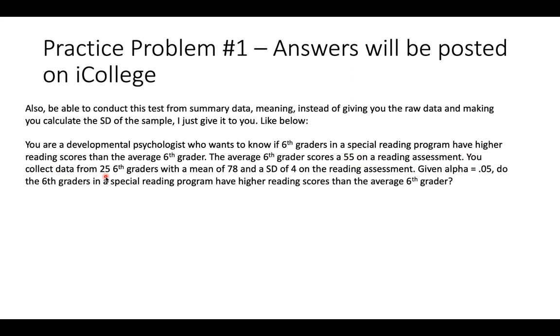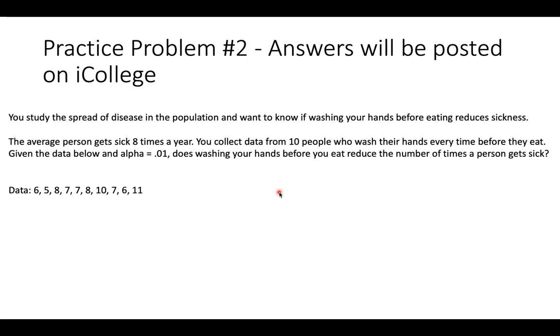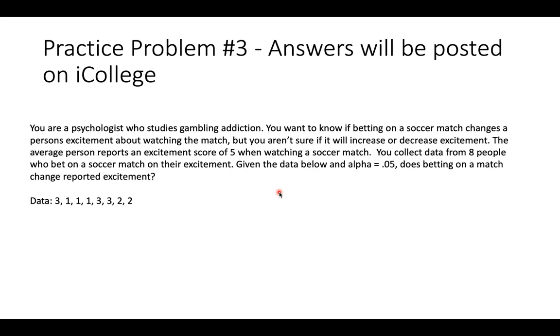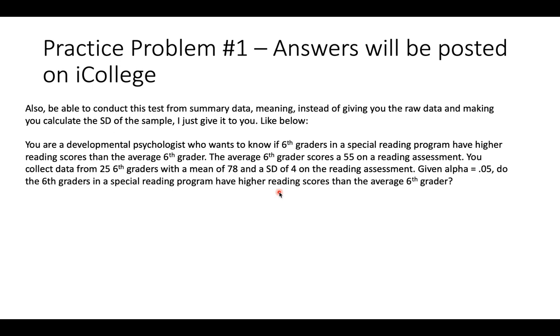You collect data from 25, that's N, 6th graders, with a mean of 78, so I give you the sample mean, and a standard deviation of 4. I'm giving you the sample standard deviation, so I'm just giving you a bit of a head start. You don't have to do that math on the sum of squares table. You can just pick up directly from the t-test. So your first example is from summary data, and then examples 2 and 3 are from raw data, like the other examples in the lecture.